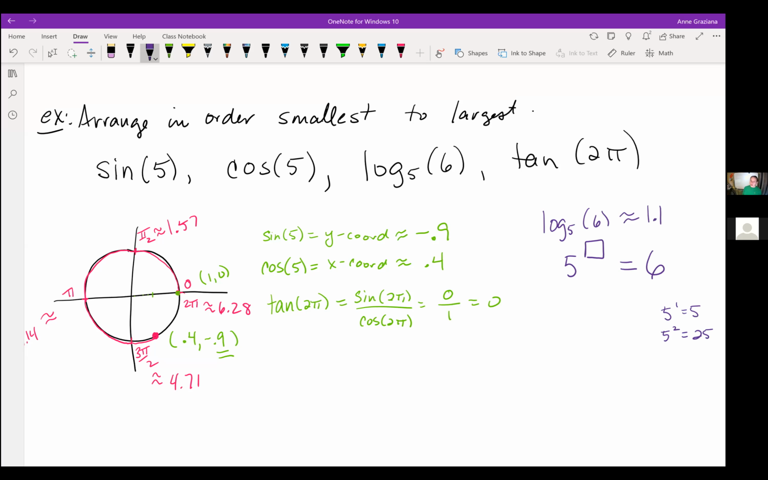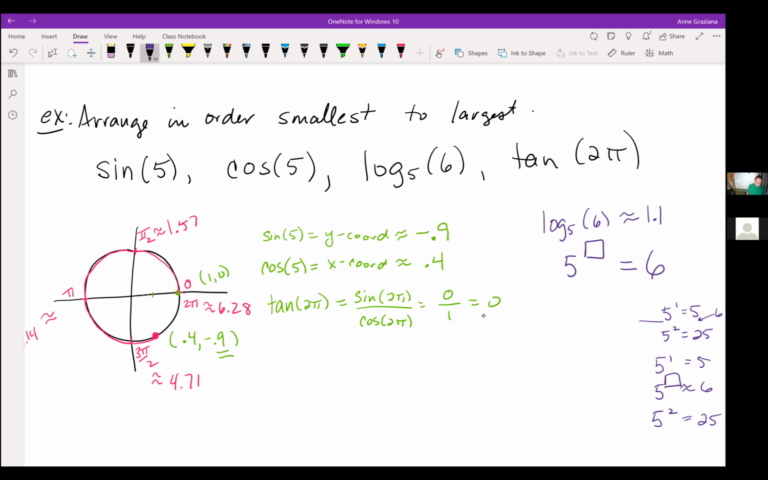You guys see that? So you can also get thrown a log that you have to approximate the power on. Any questions on how we figured that out? So again, I look at 5 to the first and 5 squared, and I see that 6 is going to come right in after 5. So in terms of powers, just to be really clear here, that power has to be really close to 1, right? Because 6 is really close to 5.